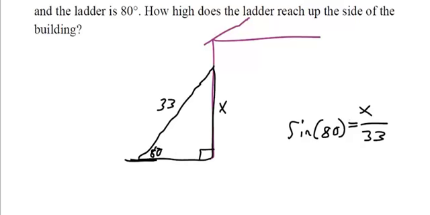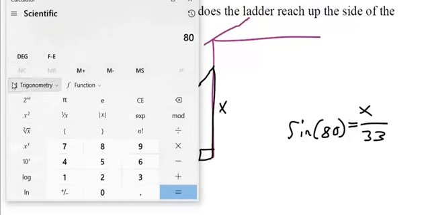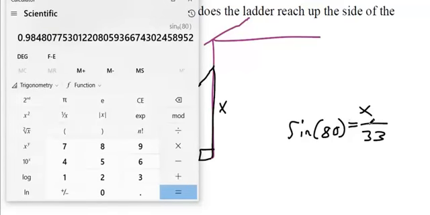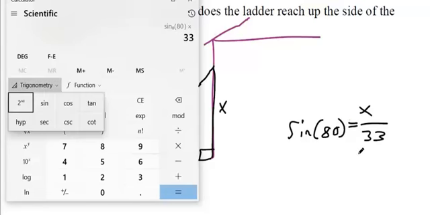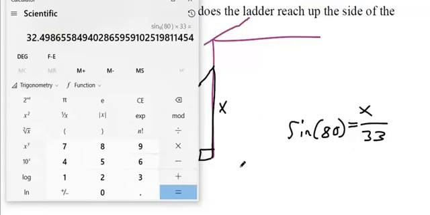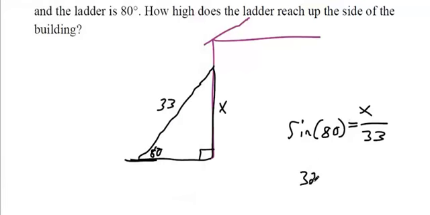Okay, so to get x by itself, we want to figure out what sine of 80 is. And then to get x by itself, you want to multiply that 33 to both sides. So I got 32.49. So that's reaching about 32.5 feet up the side of the house. Okay, and if you're not sure about that algebra step, I just did times 33 to both sides. So 33 times sine of 80 gives us this. So there's our answer.